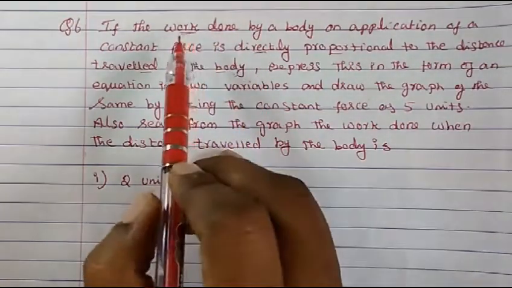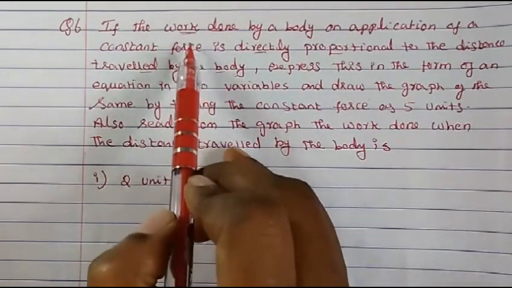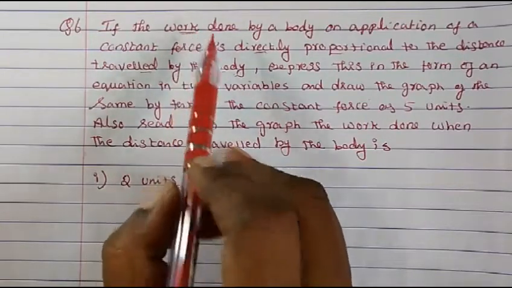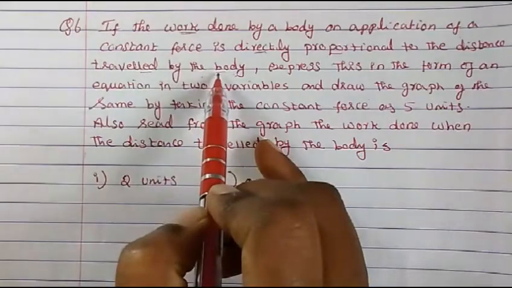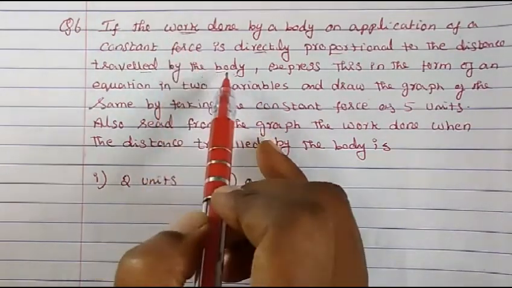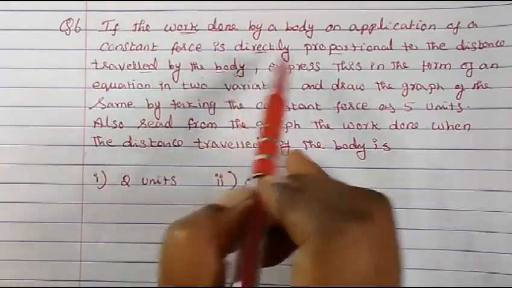That means how much work you are doing or how much force you are applying, that much distance the car will go. How much you apply, that much the car will move. If you stop applying, then the car will stop moving. So that is the meaning of directly proportional.